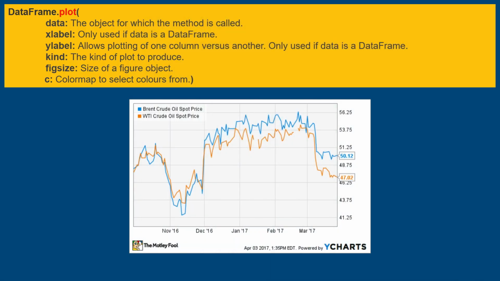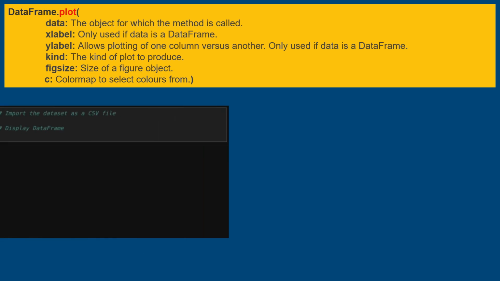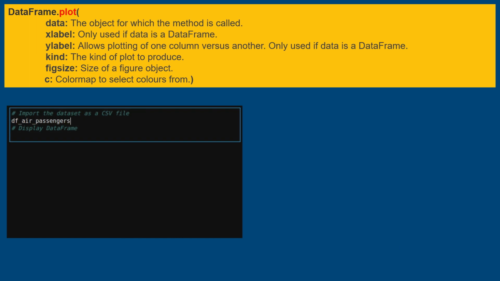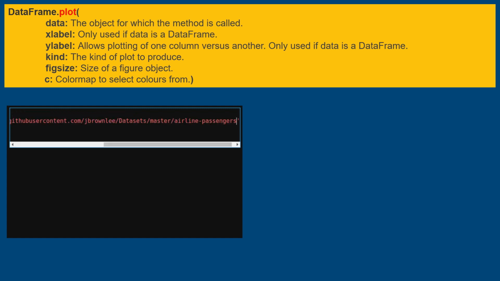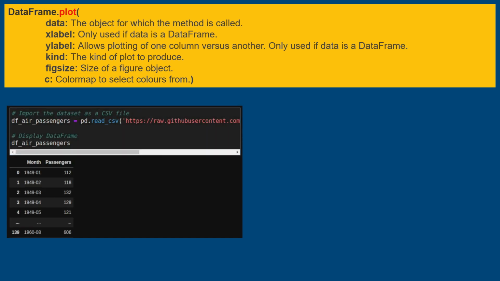Let's start with an example to visualize time series data representing the size of air travel passengers through the years. And we will download this dataset from GitHub using this code. And we can examine this dataset to see how it looks. We can see this dataset has two columns.